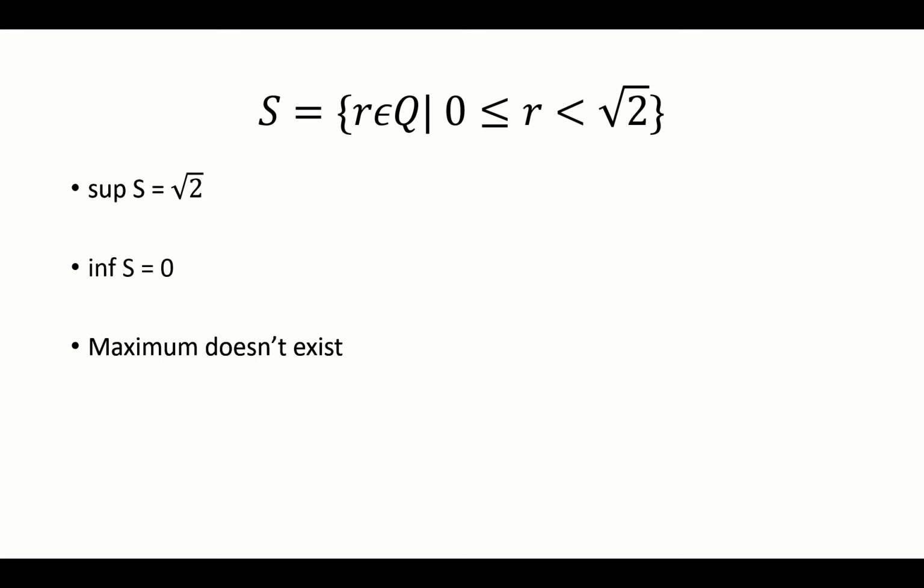Now, for the minimum, clearly 0 is the greatest lower bound, and it happens to be in the set, so the minimum has to be 0 as well.